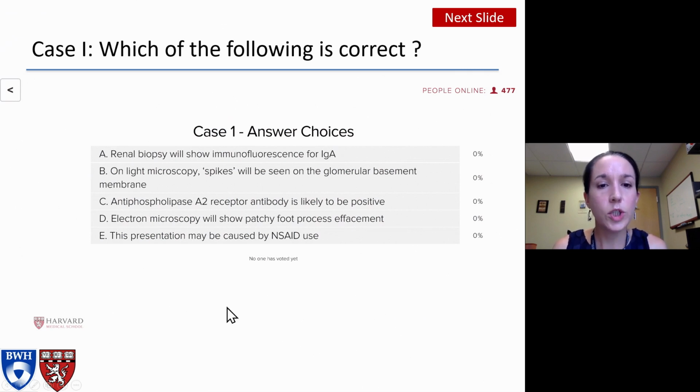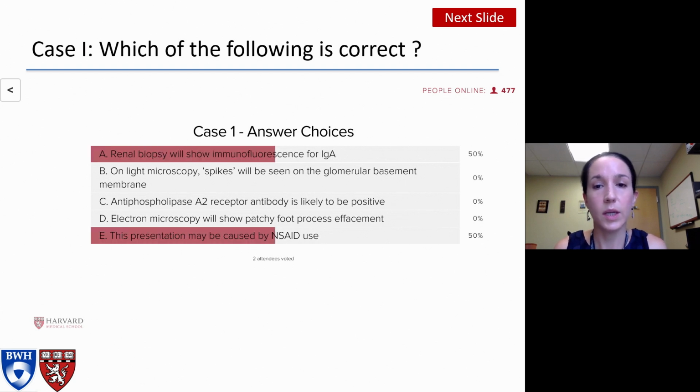The renal biopsy will show immunofluorescence for IgA. On light microscopy, spikes will be seen on the glomerular basement membrane. Antiphospholipase A2 receptor antibody is likely to be positive. Electron microscopy will show patchy foot process effacement, or this presentation may be caused by NSAID use. I'll give you a moment to give some answers.